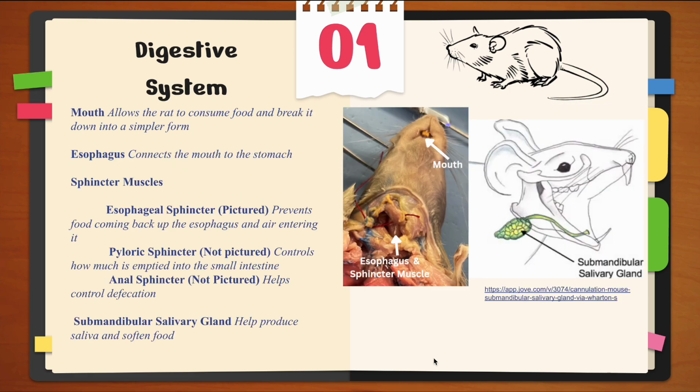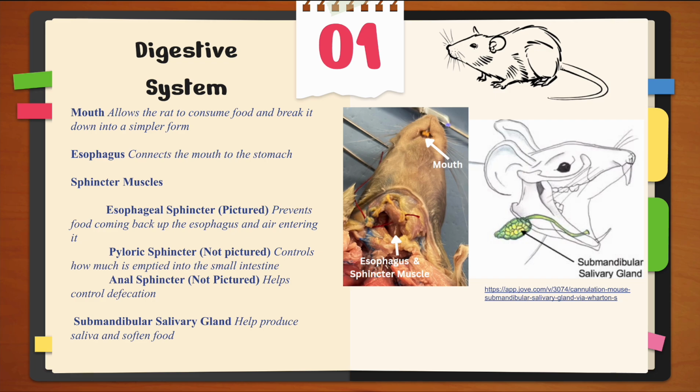Next part of the system we're going to be looking at is the mouth. This is where digestion starts, and it's what allows the rat to consume food. From there, it goes down to the esophagus. This is what connects the mouth to the stomach, and it allows for the food to eventually reach the stomach where it'll be digested. The esophagus has what's called sphincter muscles inside of it.